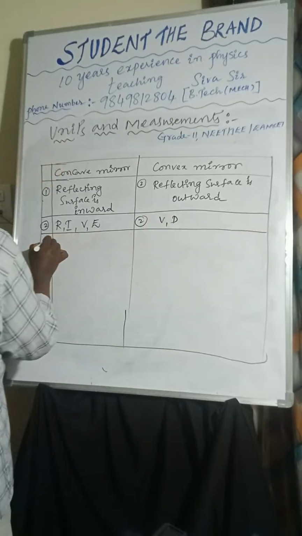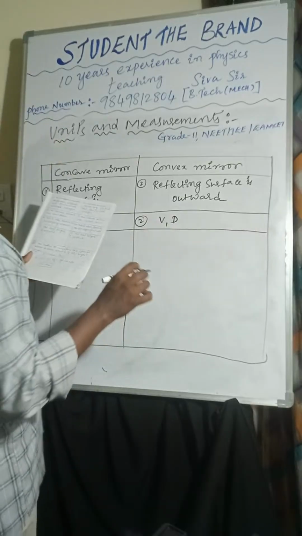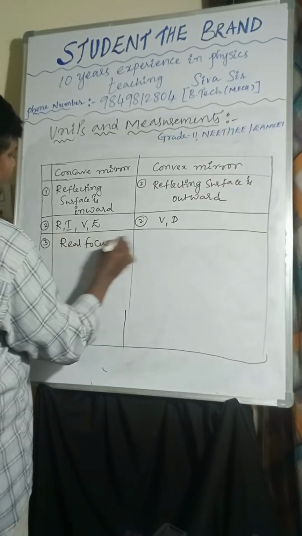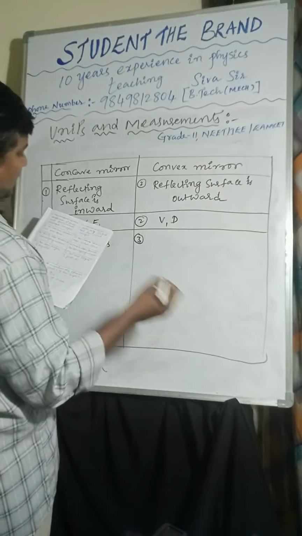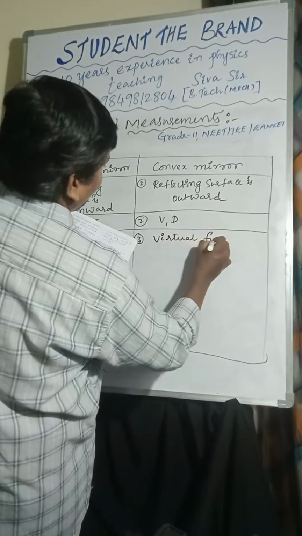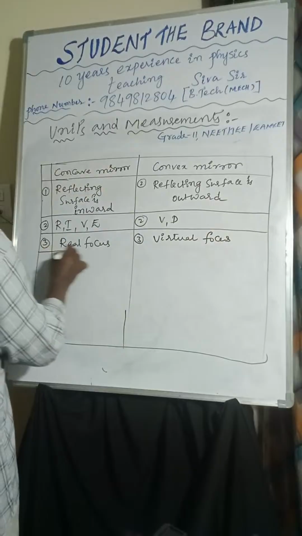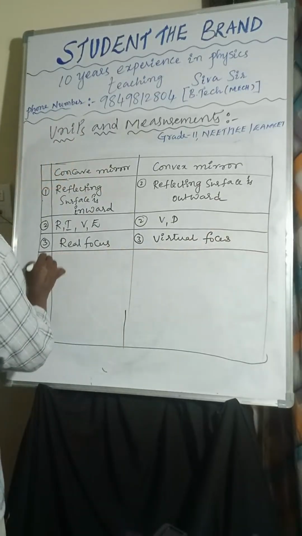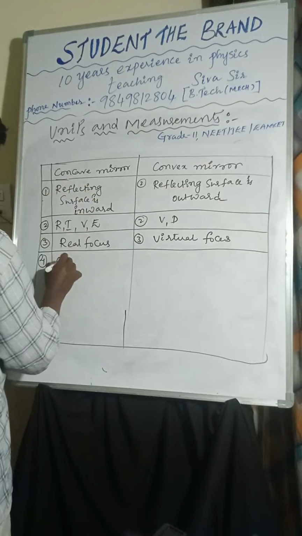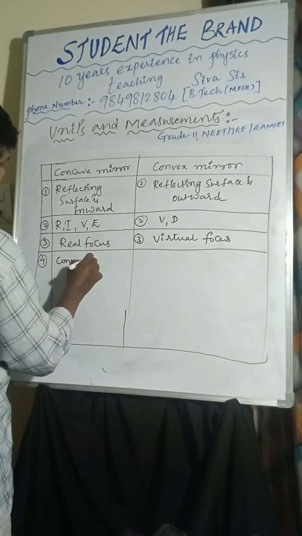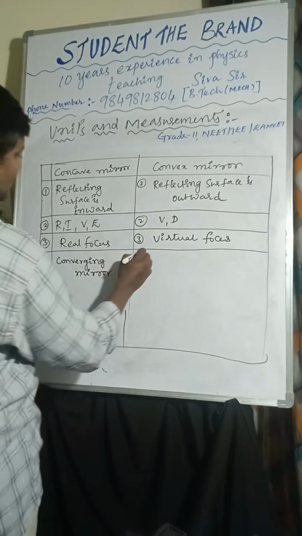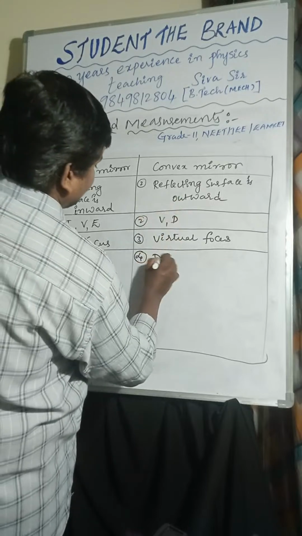Coming to the third one: a concave mirror has a real focus, whereas a convex mirror has a virtual focus. Next, the fourth one. A concave mirror is also known as a converging mirror, whereas a convex mirror is known as a diverging mirror.